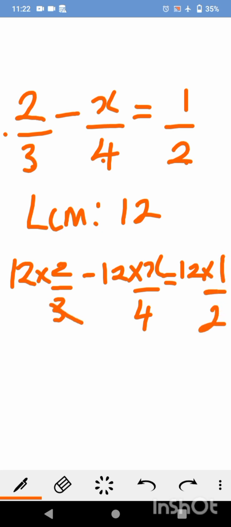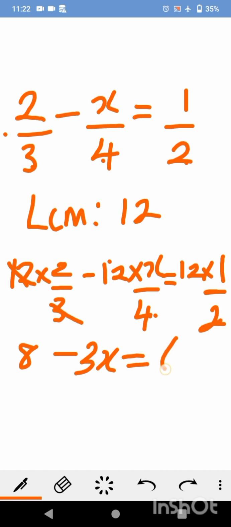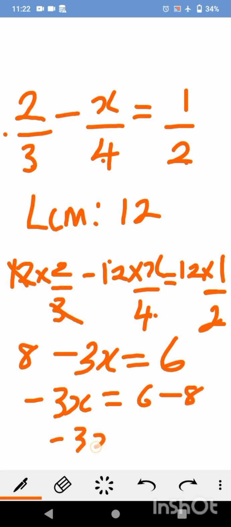So 3 going into 12 will give us 4. 4 times 2 gives us 8, minus 4 going into 12 will give us 3. 3 times x will give you 3x, equals 2 going into 12 is 6. 6 times 1 will give you 6. So by way of collecting like terms, we'll have minus 3x equal to 6 minus 8, and minus 3x will be equal to minus 2.